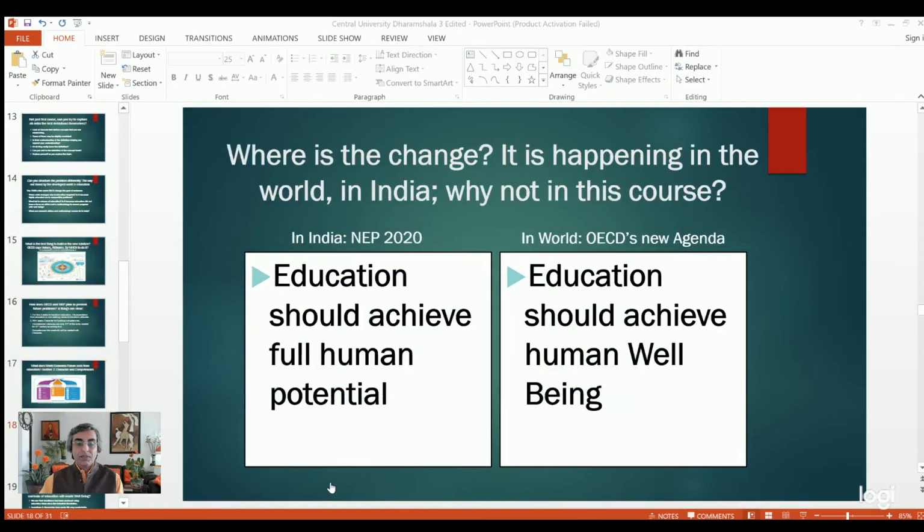If it is taking place in the world and it is taking place in India, why should a change not be taking place in the very courses that we are learning? And these courses are research methodology and research ethics. So how can we grow with the change rather than follow the change? Can we be part of leading the change, where India in its new education policy wants education to help achieve the full human potential? And the World Economic Forum is asking us that education should help achieve human well-being.